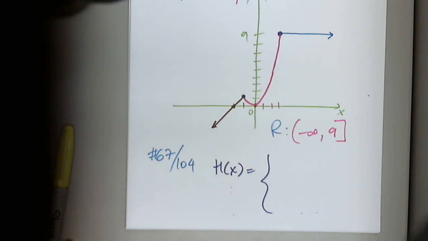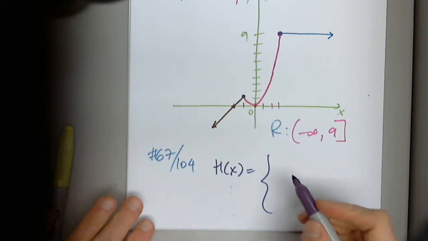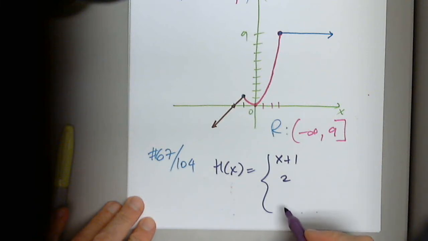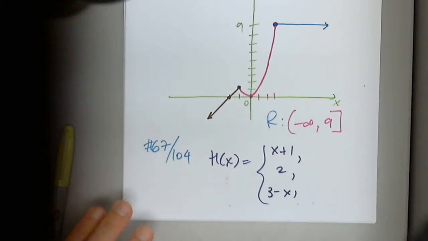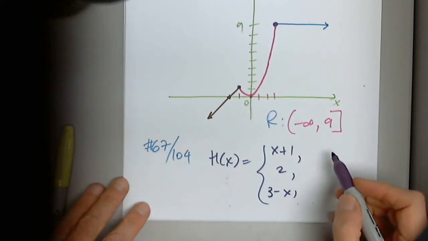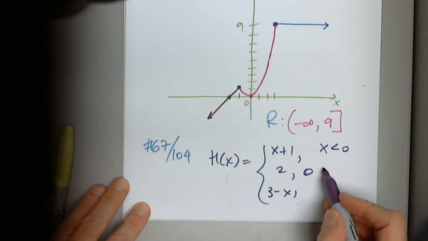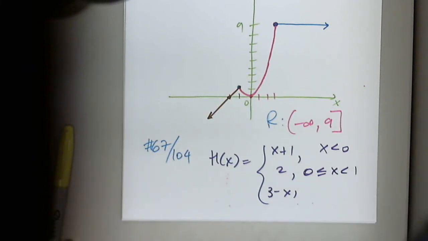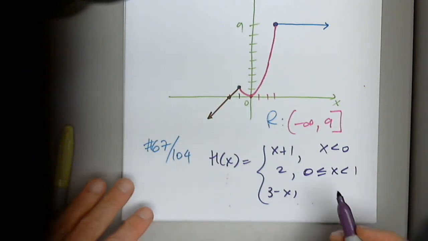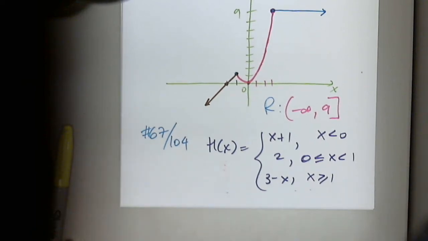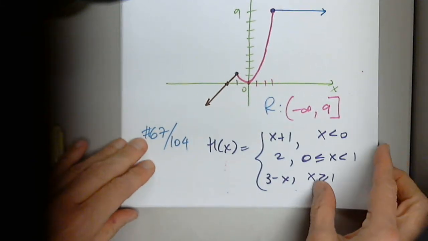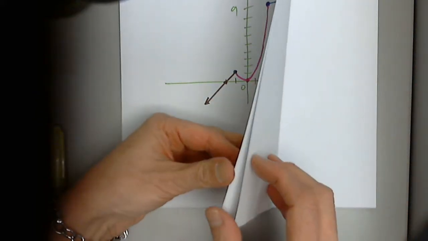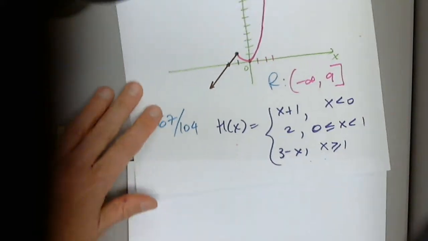Okay. Very good. So here's another one. x plus 1, 2, or 3 minus x. And the first one is for x less than 0, between 0 and 1, and greater than or equal to 1. We want to graph this function.